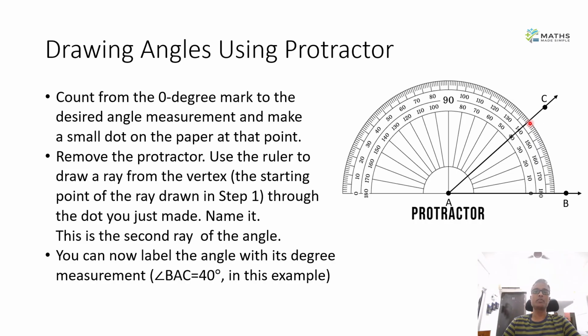Now remove the protractor and use a ruler to draw a ray from the vertex that passes through the point we just marked on the piece of paper. Now we can label it as AC. Now this is the second ray of the angle. So now we can finally label the angle with its degree measurement, which is angle BAC is equal to 40 degrees in this particular example.